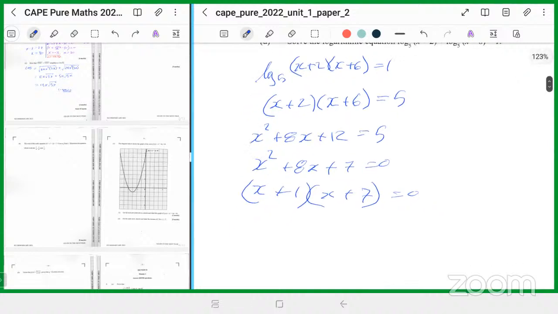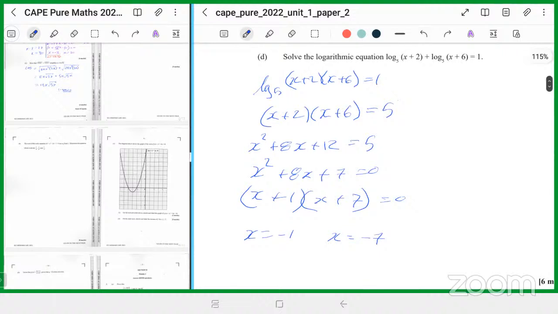So I'm getting x equals negative 1, x equals negative 7. I'm going to test the answers that I get, because logs are a very peculiar function. When you get answers, you have to test them. You cannot just accept what you get. You have to test to see if these values would work. If I take negative 1 and plug it in for the x, this will work out to be the log of 1, which is okay. This will work out to be the log of 5, which is also okay. So it's okay for x equals negative 1.